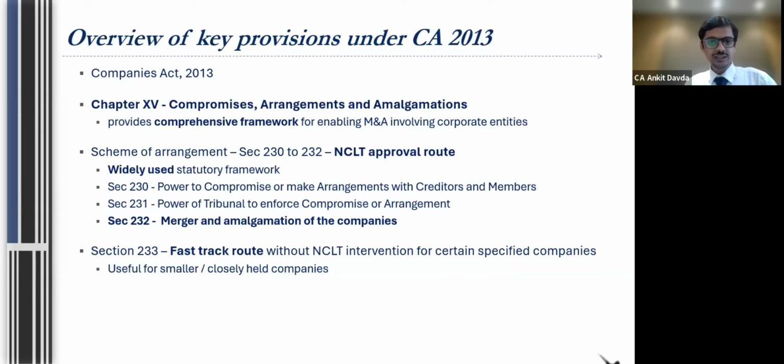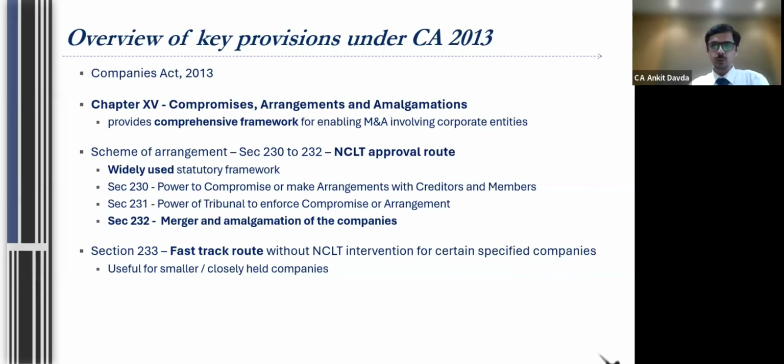Then there is Section 233, which is the relevant topic for today's discussion, which is a fast track route without NCLT intervention for certain specified companies. Note that not all companies are eligible to undertake a fast track merger. There are certain specified companies that can adopt this route, which we will delve into a little deeper in later slides. It is generally useful for smaller and closely held companies.